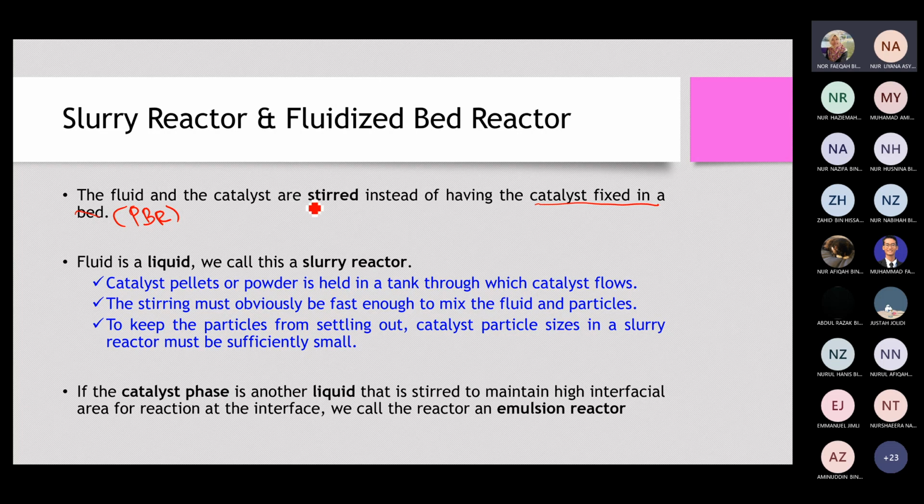Fluid and the catalyst are stirred. Once it is stirred, of course it is similar to a CSTR, continuously stirred tank reactor. So that's the difference between a slurry reactor and a packed bed reactor. The fluid is a liquid. If the fluid or your reactants are in liquid phase, you can conduct the reaction in a slurry reactor.